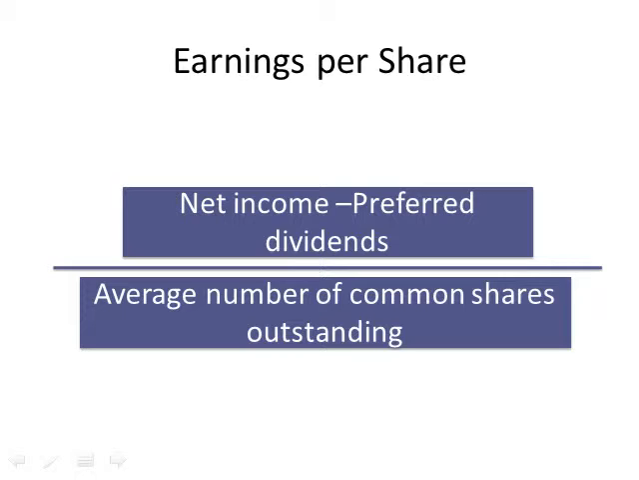Again, EPS is the only ratio that appears on the income statement. Earnings per share is computed by dividing net income available to common stockholders by the average number of common shares outstanding during the year. Preferred dividends are subtracted from net income because the preferred stockholders have a prior claim to their dividends.